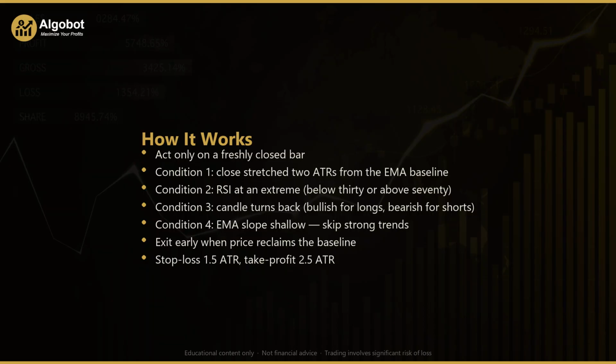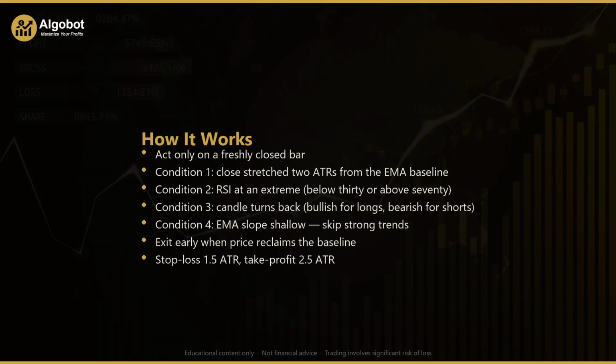When the market is calm enough, the strategy looks for a long setup using three conditions that must all agree. 1. The closing price sits at least two average true ranges below the baseline, the default deviation multiple. 2. The relative strength index is below its oversold threshold of 30. And 3. That same candle closed higher than it opened, showing an early sign of turning back up. A short setup is the mirror image, price stretched at least two average true ranges above the baseline, the relative strength index above 70, and a candle that closed lower than it opened.